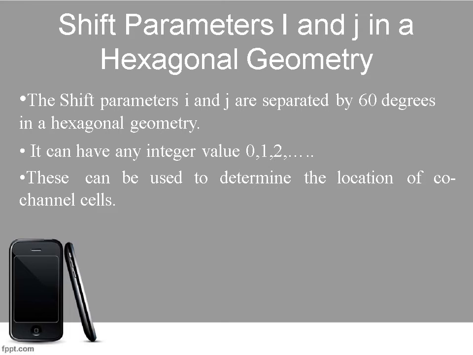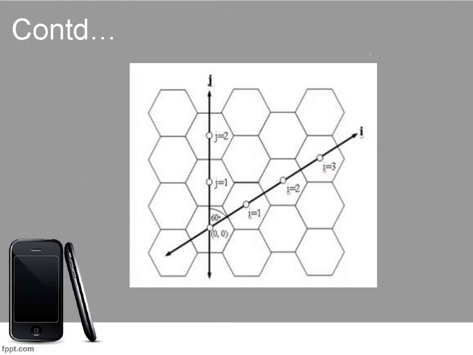Shift parameters i and j in a hexagonal geometry. The shift parameters i and j are separated by 60 degrees in a hexagonal geometry. It can have any integer value 0, 1, 2. These can be used to determine the location of the co-channel cells. So the diagram is represented here for the i value and j value, if it is 1 and 2, if it goes on like that.